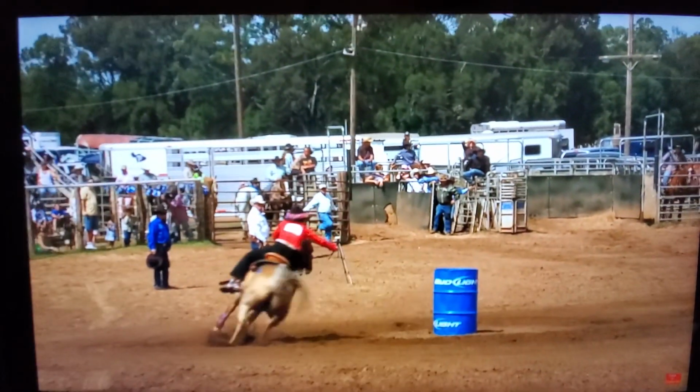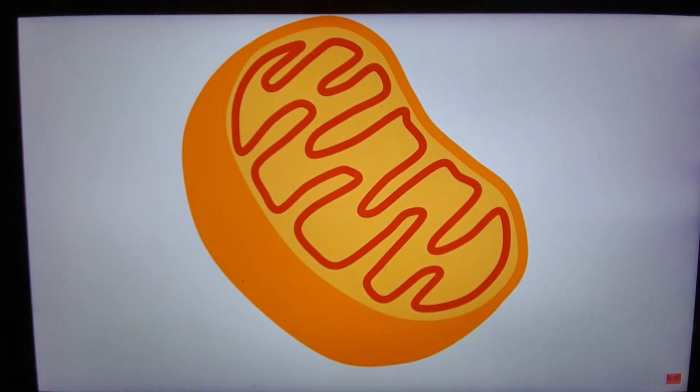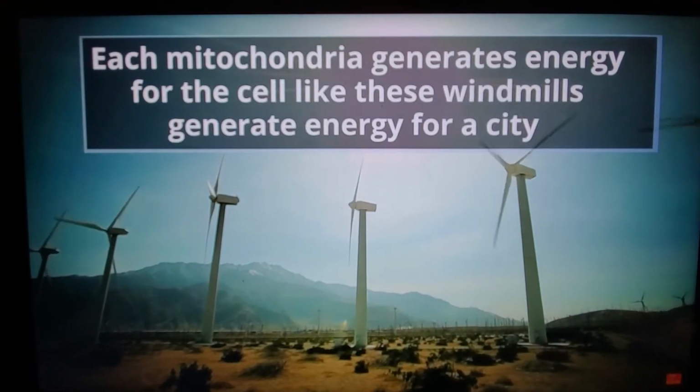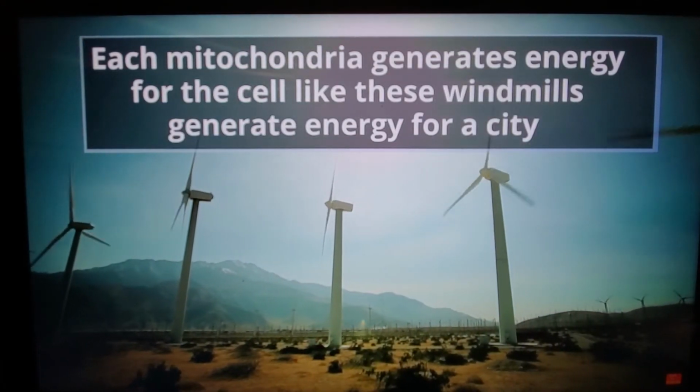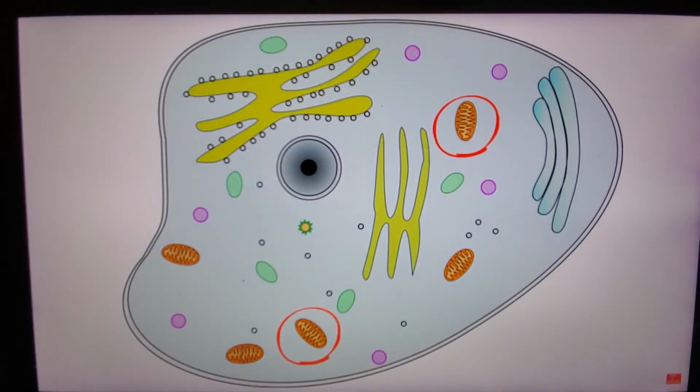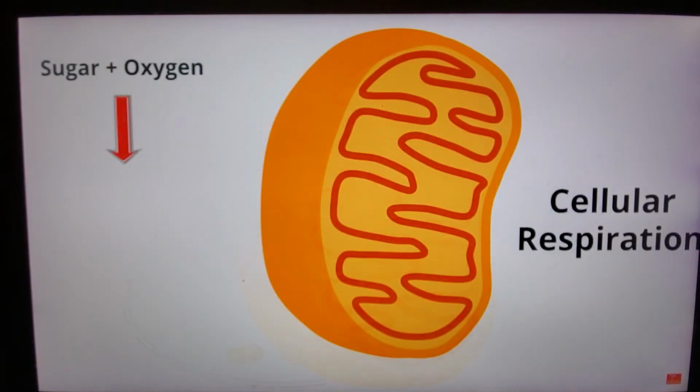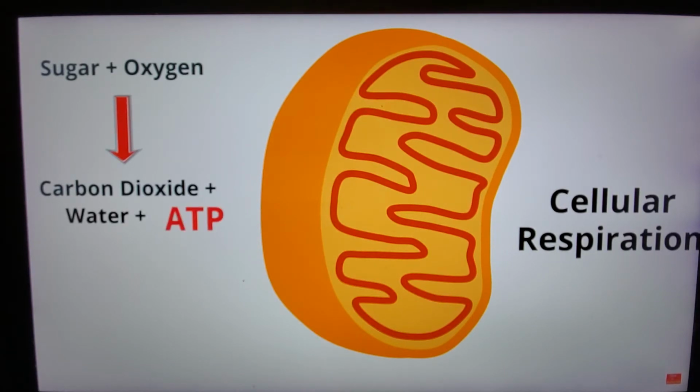Cellular respiration takes place at the mitochondria. Think of the mitochondria as the power plant for cells, similar to how cities use power plants for their energy. So here's how it works in basic terms. At the mitochondria, the sugar combines with oxygen to produce carbon dioxide, water, and energy in the form of ATP.